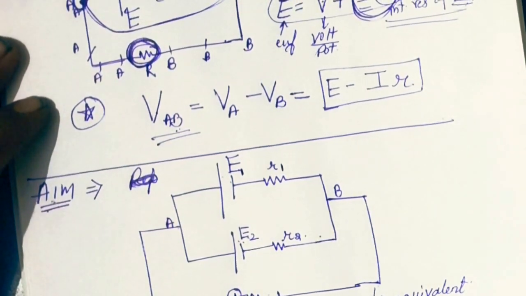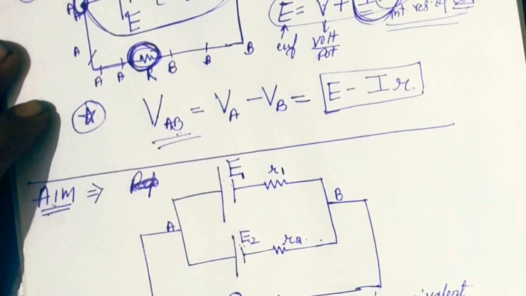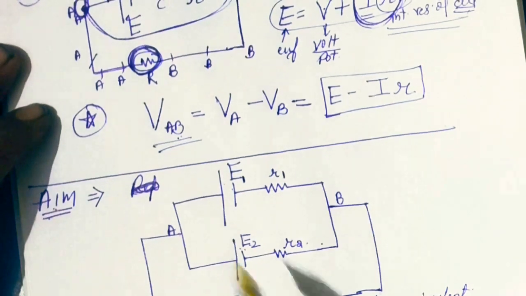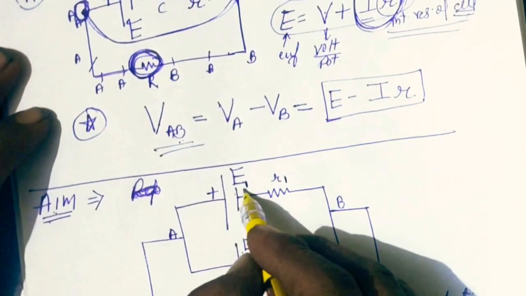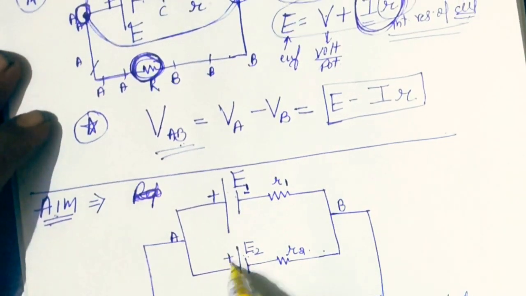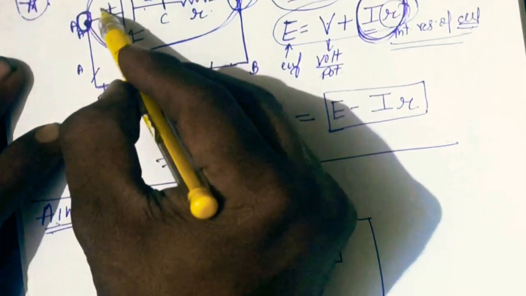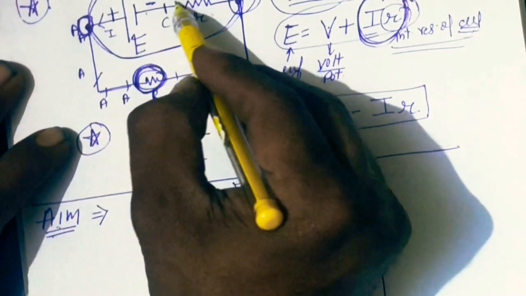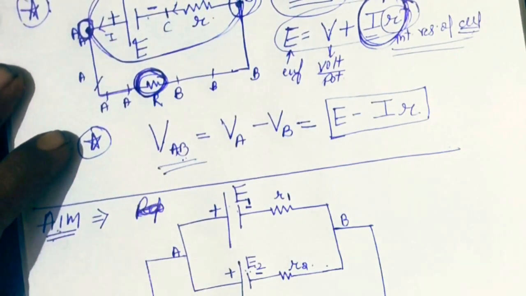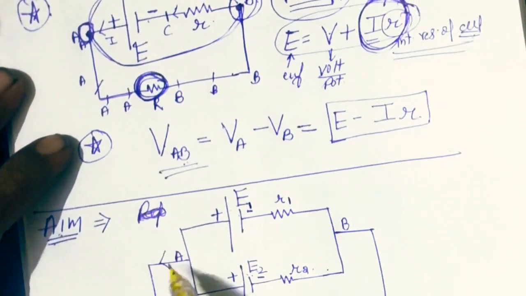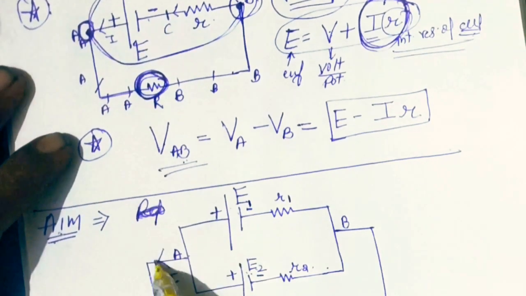Let's focus on the point. Why have I taken the direction of current from here to here? Because this is the positive terminal of the battery, this is negative, this is also positive, this is negative. We know that for a cell the current flows from positive towards negative. So I am taking the liberty of assuming that the current is flowing from here to here.